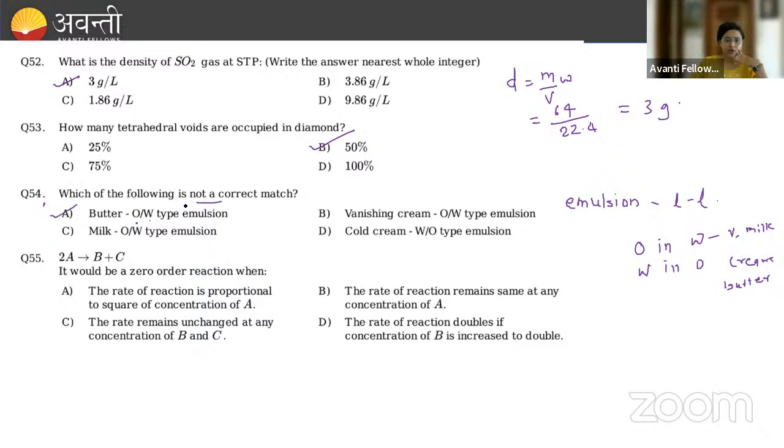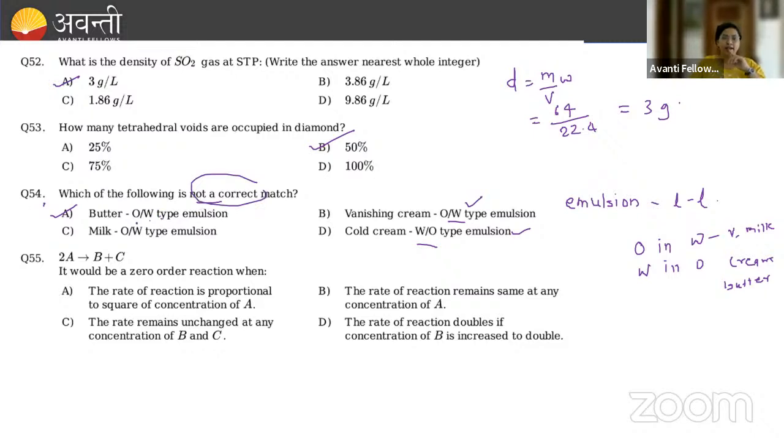Vanishing cream is what? Oil in water. Correct. Cold cream is what? I told you, water in oil. This is also correct. So the correct answer is the one which is not correct. Butter is what? Butter is water in oil.